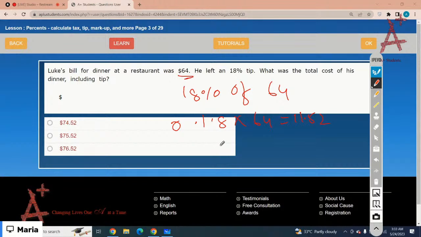That means the total amount he has to pay is 64 plus 11.52. That would be 75.52. So the correct option is 75.52.